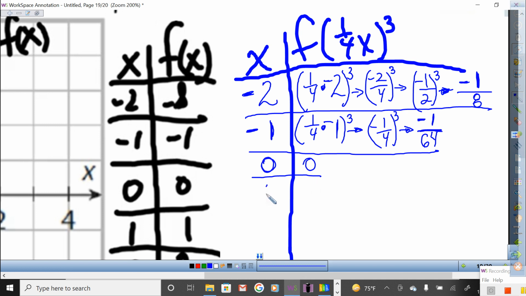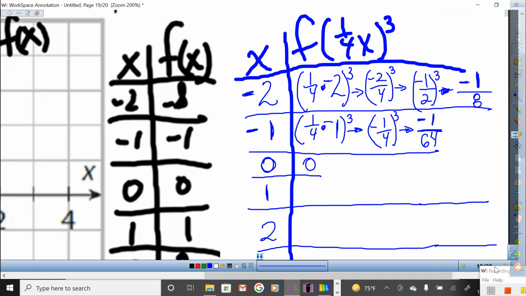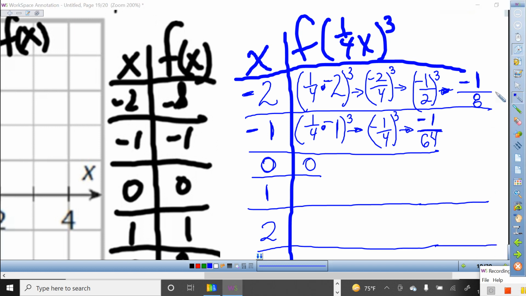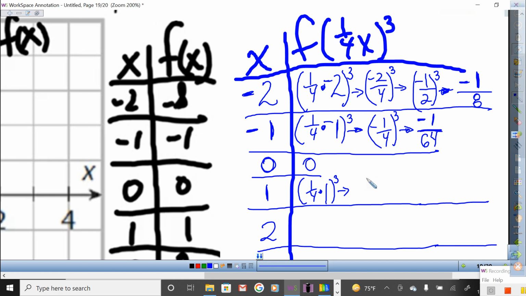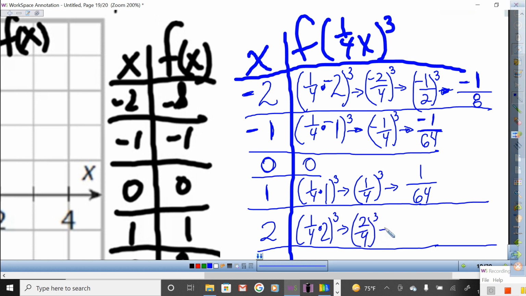So what's our next value? 1. Find me the value for that one once you do the work, and then for 2. Give some time for copying. All right, so you should have done 1/4 times 1 cubed, which is 1/4 cubed, which is 1 over 64. And the last one, 1/4 times 2 cubed, which is 2/4 cubed, which simplified is 1/2 cubed, which is 1 over 8. We good? Yeah?